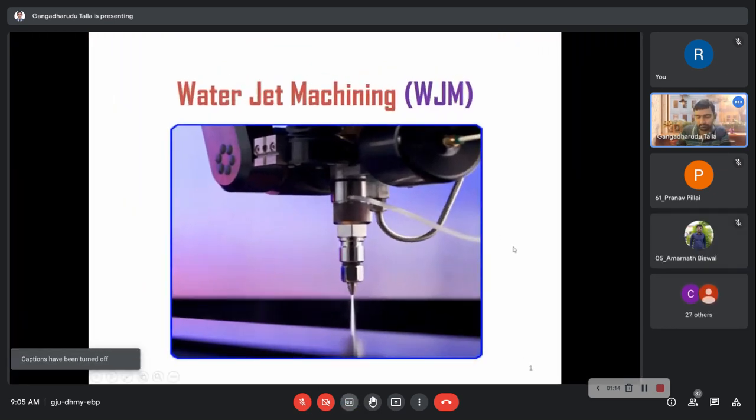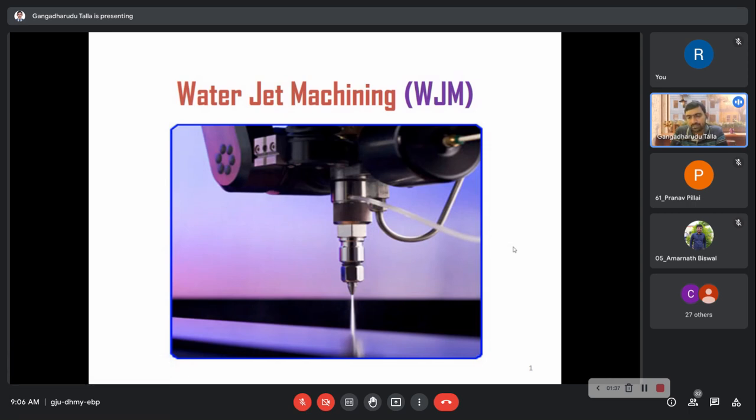Water jet machining. Okay, it is very much similar to abrasive jet machining. In both the cases we have a jet. That jet is coming and hitting the workpiece, and the workpiece material is removed. But the difference here is, here we are using water as the cutting medium.